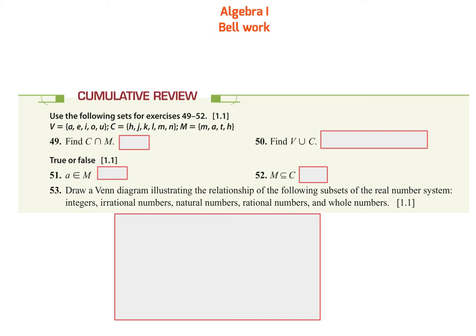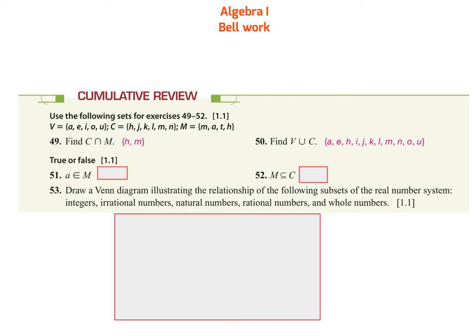We have set V, which gives you your vowels, and then we have set C, which gives you some letters, and then set M, which also gives you some letters. The first one was the intersection between set C and set M. You should have gotten just H and M. Number 5 was the union between V and C. That means all of them that are in V or C.